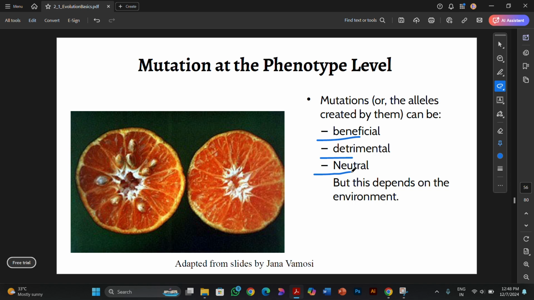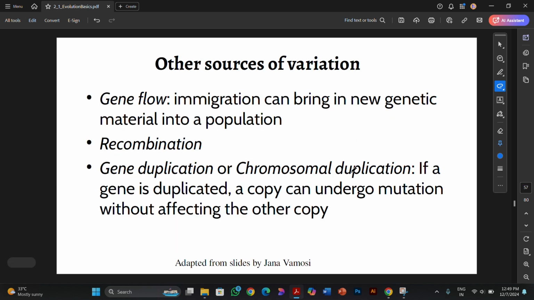There are other sources of variation like gene flow, recombination, or gene duplication. Gene flow is defined as immigration and emigration. Like there is a population P1 and a population P2. If some individuals come from there to here, we call that emigration from there, immigration to this population. Emigration is from and immigration is to. You have to remember that. Don't confuse them.